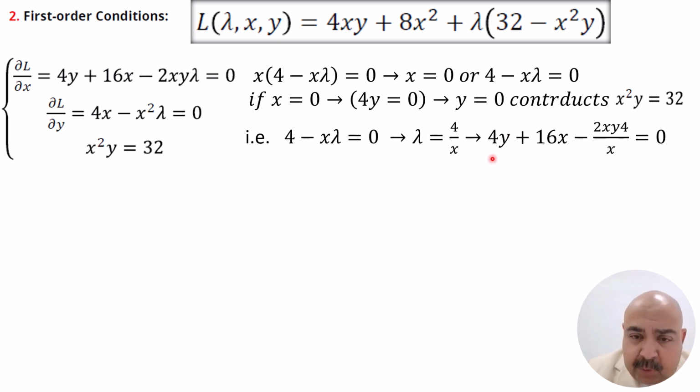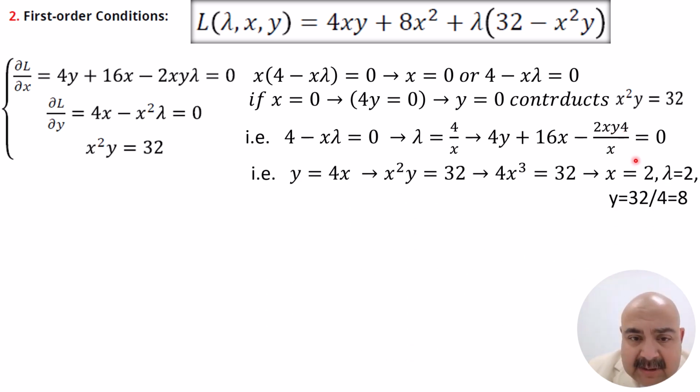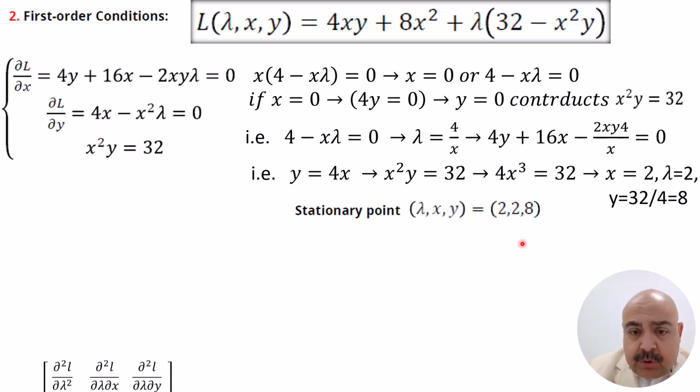And it will be on this form: 4 over y plus 16 over x minus 2xy times 4 over x equal to 0. And simply, we will have that y times 4 over x equal to x squared y, which is going to be 32, leads to 4x cubed equals 32, that's x equal to 2, and lambda equal to 2. y will be 32 over 4, which is going to be 8, okay, which is really very simple. Now I have the value of y. The stationary point, which we already have now, is 2, 2, and 8.